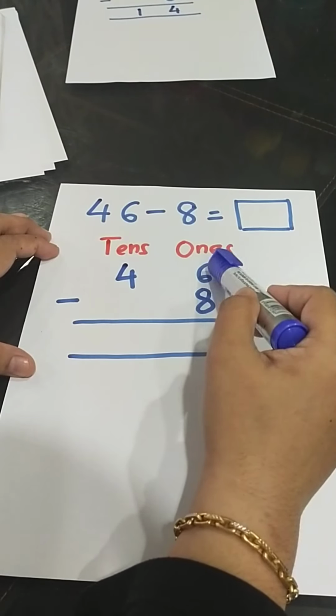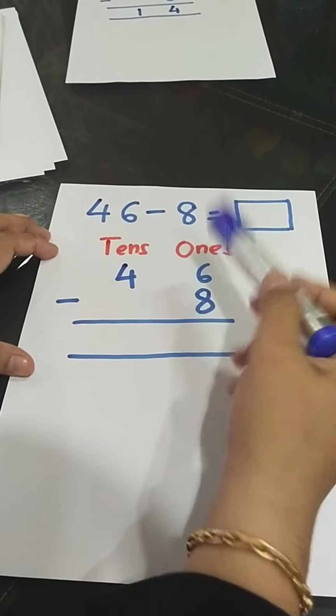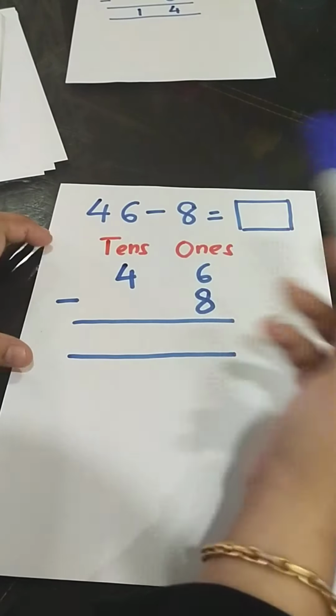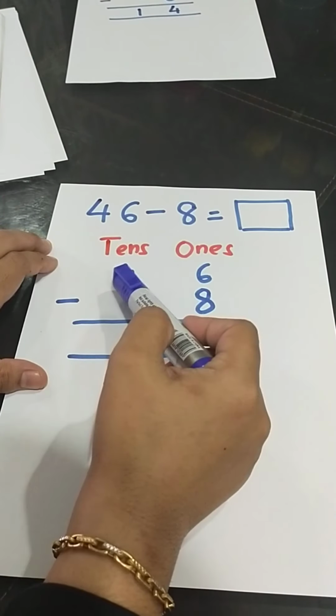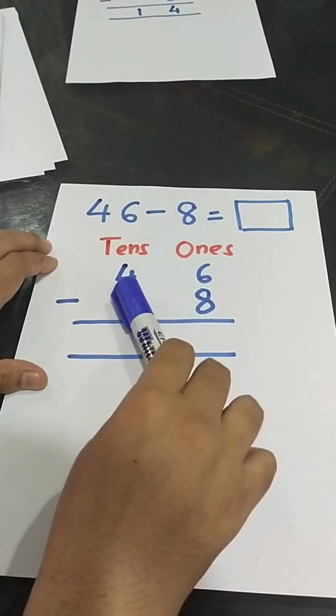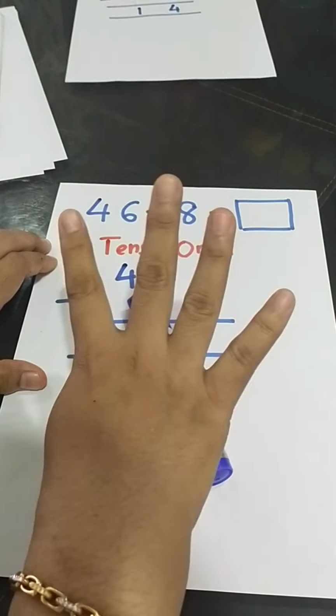Kena tukarkan dia dalam nombor yang besar lah. So how to do? We borrow 1 ten from tens place. Okay? So now look at tens place. We have 4 tens. 4 means 40, kan? Okay, kat tens ni ada 4 tens. So dia bagi pinjam 1 tens dekat ones ni.